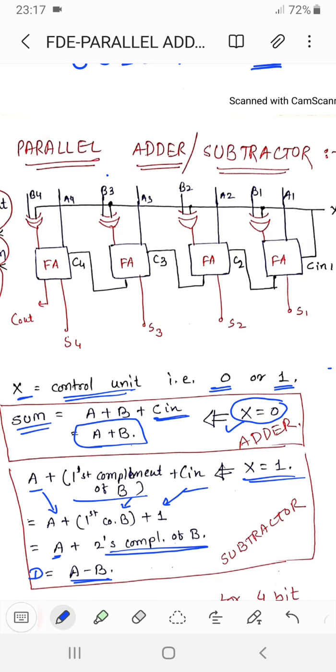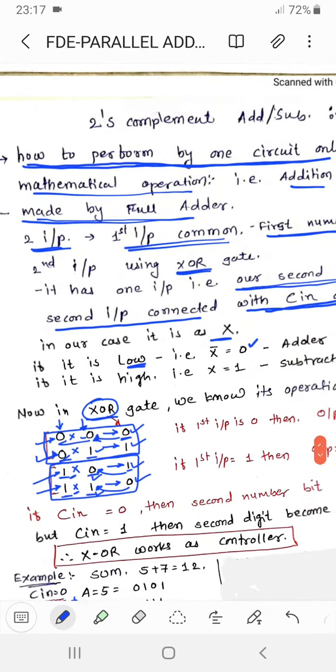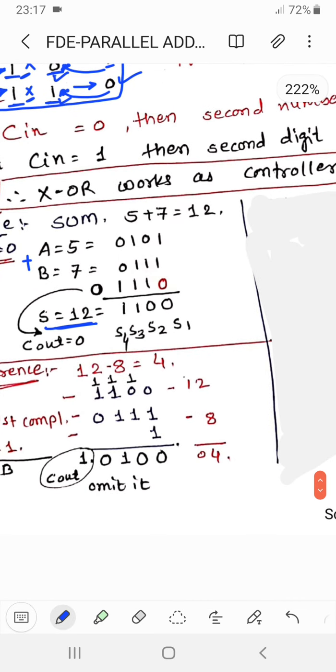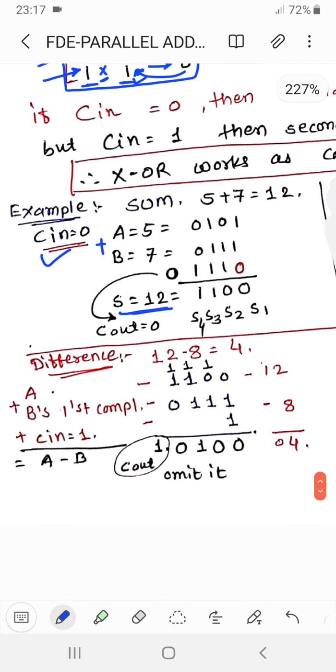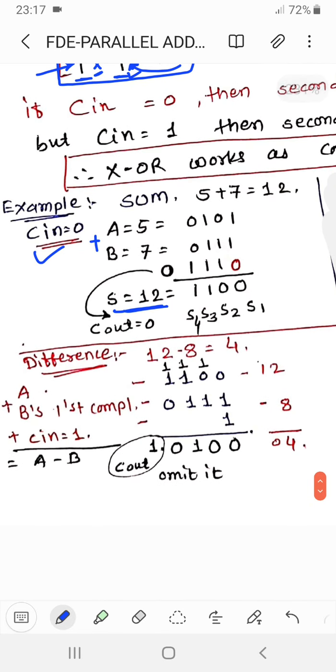So we are performing here in this subtractor, the second case, that is the difference case, 12 minus 8, and our answer is 4, that we know. So how will it be performed in this 2's complement method? It is performed like this. Your A is 1 1 0 0 because it is 12, and your B is 8, which means 1 0 0 0.